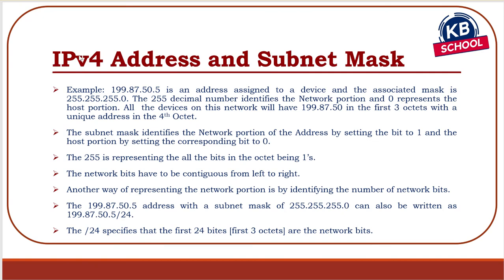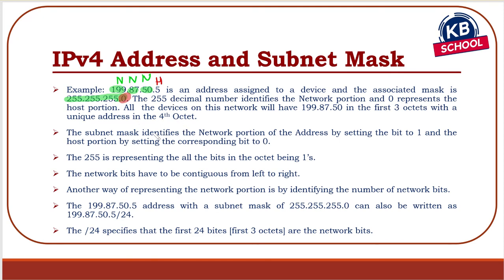So if I have an address like 199.87.50.5, it would have an associated mask. It cannot be without a mask. It's always associated with a mask. When you see 255.255.255.0, that tells you that the 255 corresponding digits, which are 199.87.50, are the network portions, and the 0 corresponding one, this guy over here, is your host portion. All right? So the 255 represents the network, 0 represents the host.